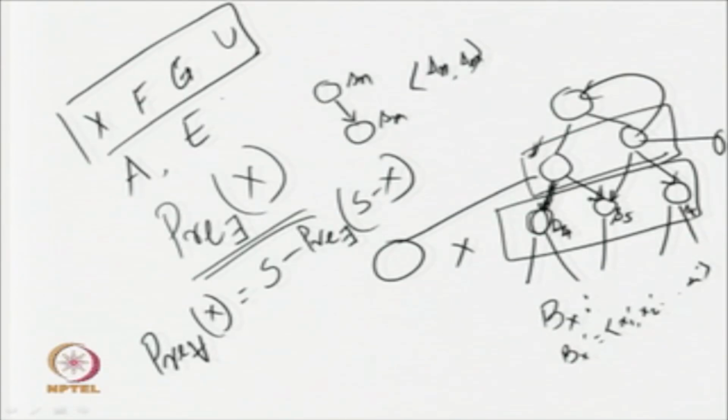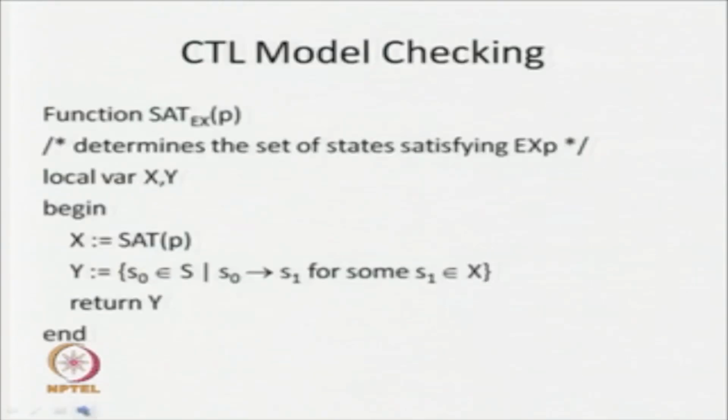In that complete set of operators, I need the next state operator, I need the until operator, and I need either future or global, any one of these two. So either A or E, whatever it may be. So we need three operators, and already we have discussed the algorithm for that complete set of operators. Now we are going to see how to implement those things symbolically, that means how we are going to implement the symbolic model checking algorithm.